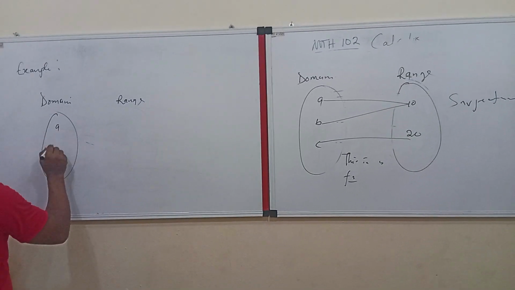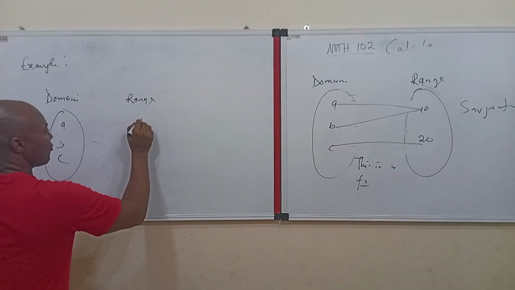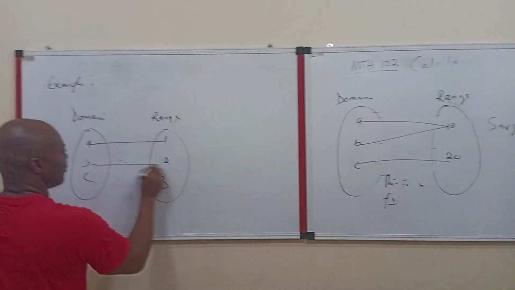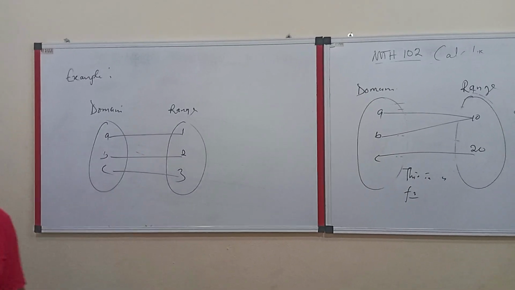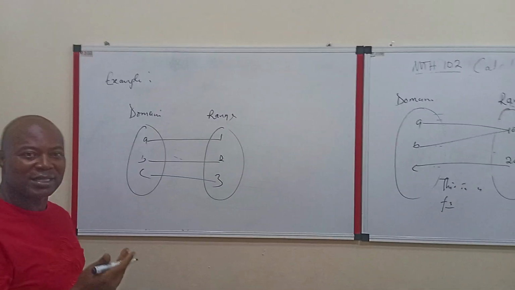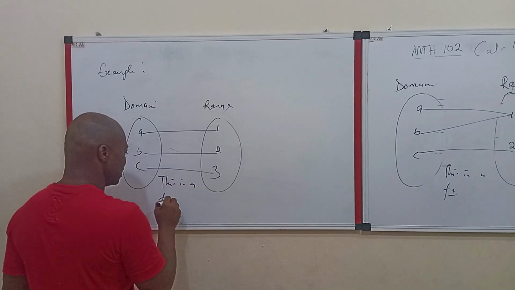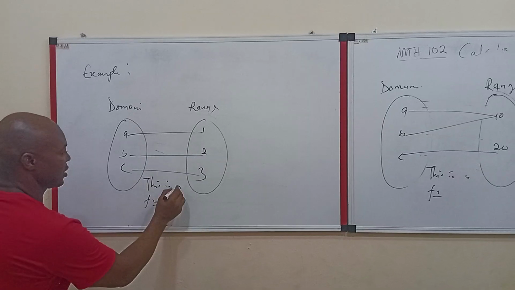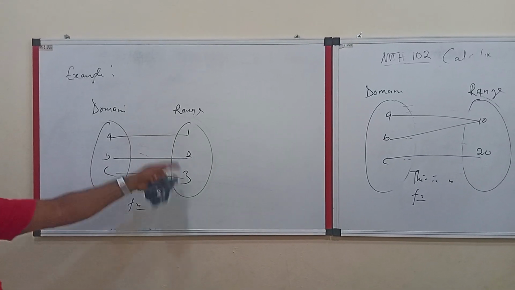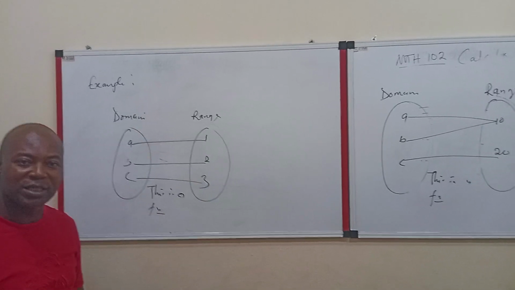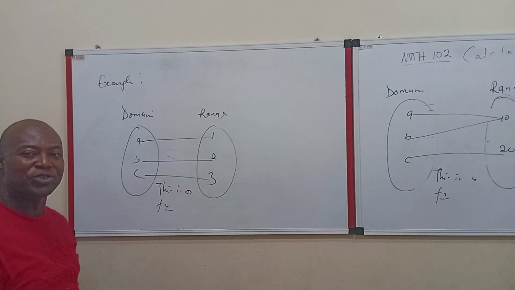If we have A, B, C, and we have 1, 2, 3 here, and we have this, based on what we have done, is this a function? Yes, it's a function. Now, what type of function is it? What type of association is this? Is it one-to-one or surjective? It's one-to-one. So this is injective.